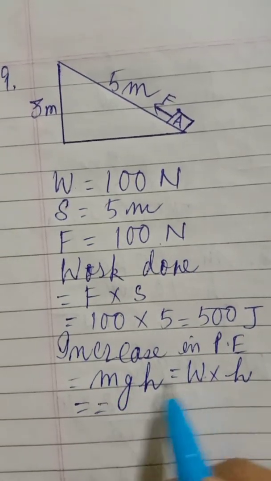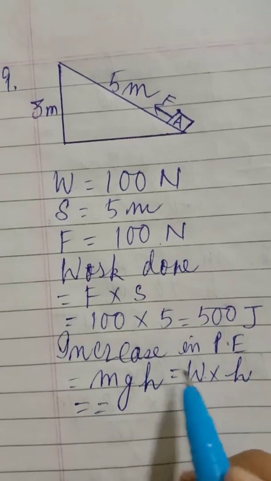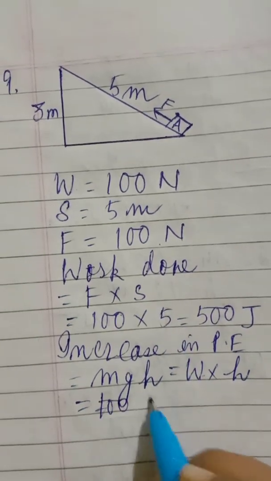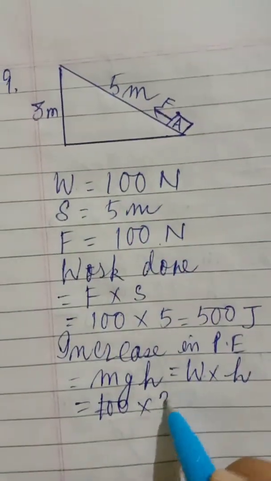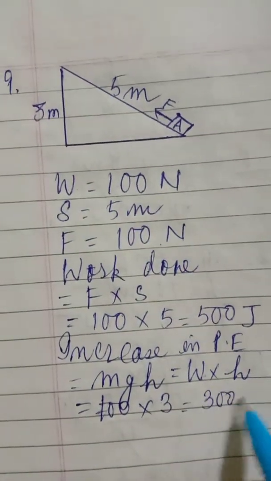We can write W equals mg. So W's value is given here as 100, and the height we have to consider is 3. So it's 100 into 3, so 300 joule.